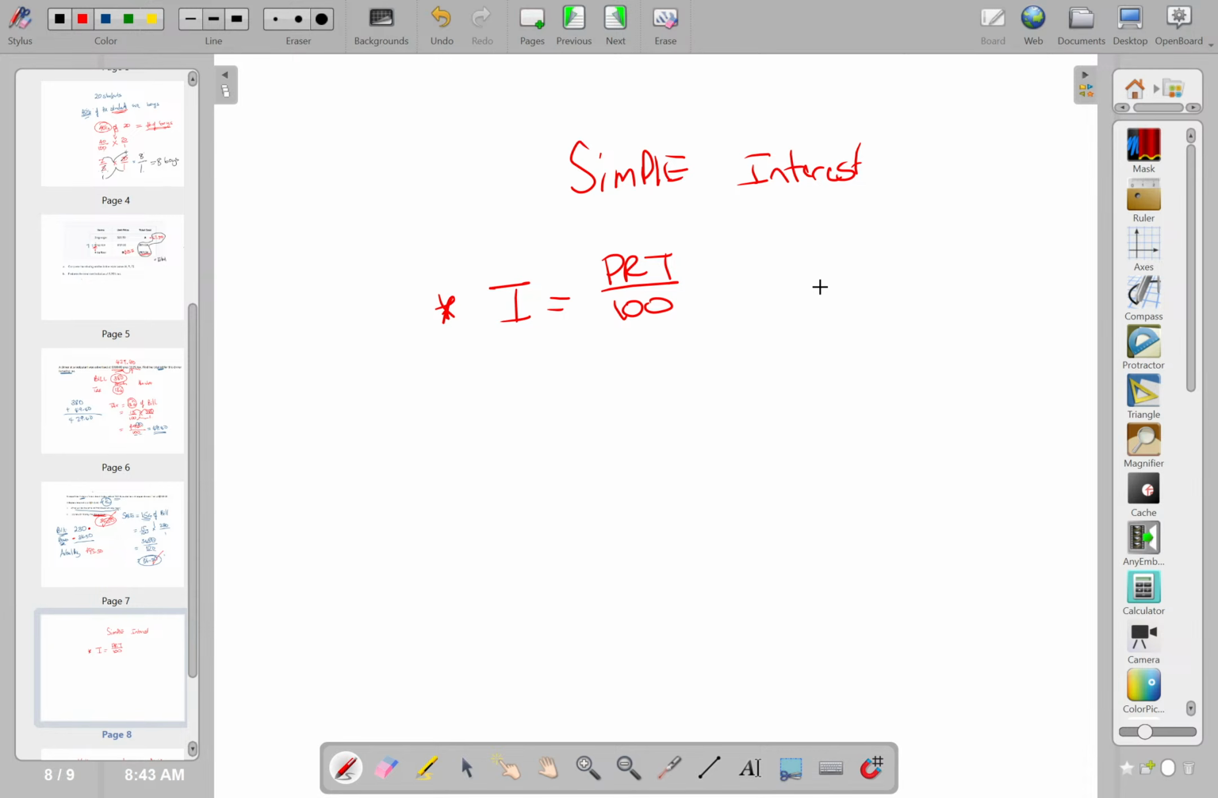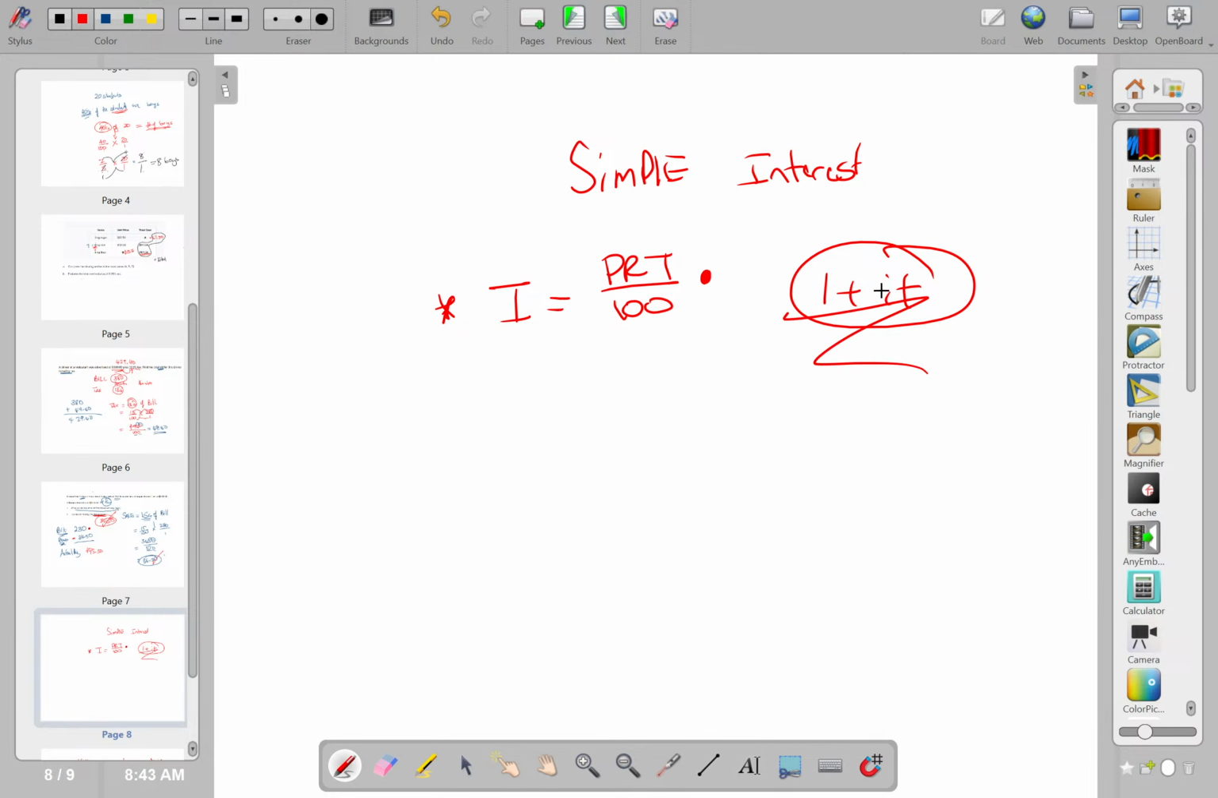There's 1 plus IT. There's another one that I teach in my financial course, right? There are many formulas for simple interest, so it's just a matter of how you got taught. I'm going to go with the simplified version, and then we take it from there.